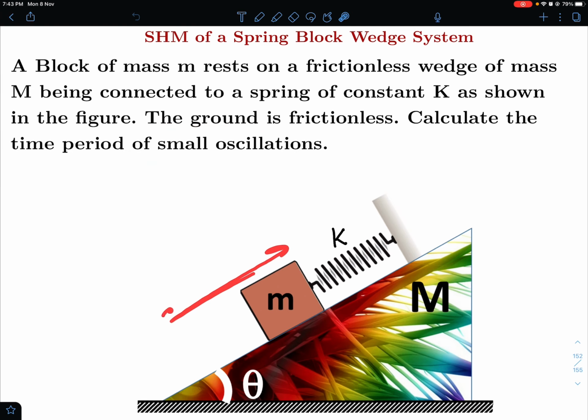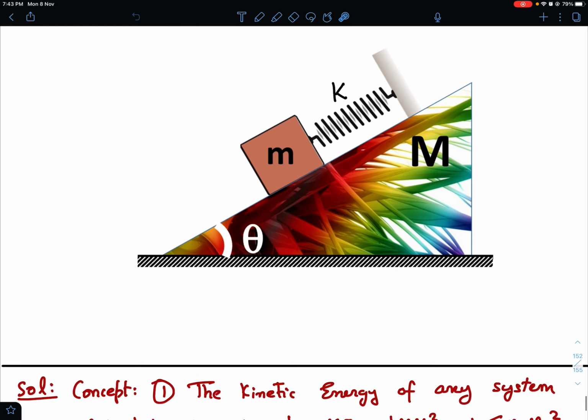So this block is going to oscillate relative to the wedge like this, and the wedge is going to oscillate relative to ground like that. And we have to find the time period of the small oscillations. So if you want, you can try out this problem for some time, and I've come up with a nice solution to this one. After your attempt, you can check your solution with my solution, and now I'll get into my analysis of the problem.